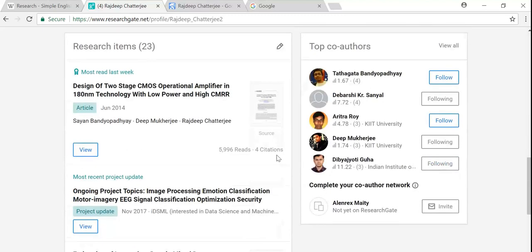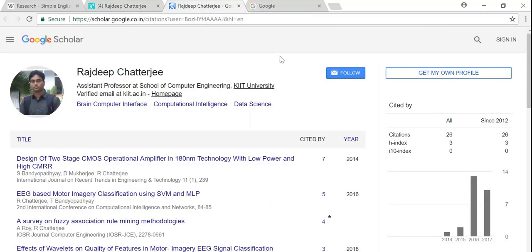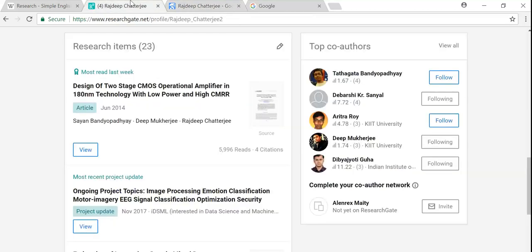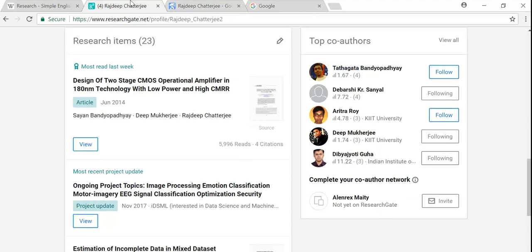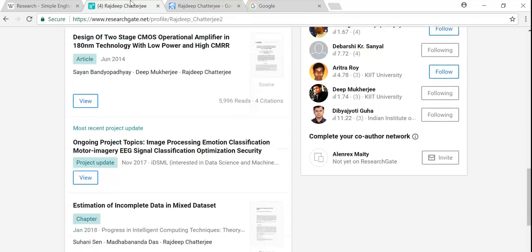One of my papers is cited 4 times, and total reads are around 5996. But if you go to Google Scholar, another source of measuring a researcher, it says that this paper is cited by 7, so there is a bit of contradiction, and there are other papers as well.